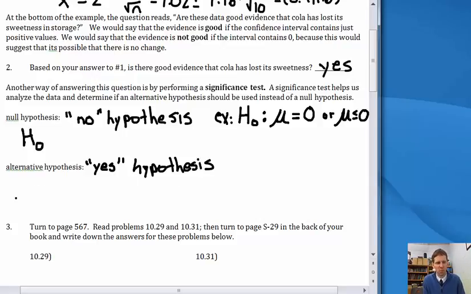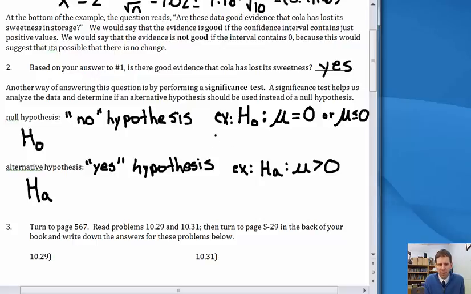The alternative hypothesis is abbreviated with an H for hypothesis, and then a lowercase a for alternative. Don't call this ho and ha, it's H sub zero, H sub a. In this example, is there evidence cola has lost its sweetness? The alternative hypothesis would be H sub a, colon, mu is greater than zero. There is a sweetness loss. It's bigger than zero when you subtract these values.